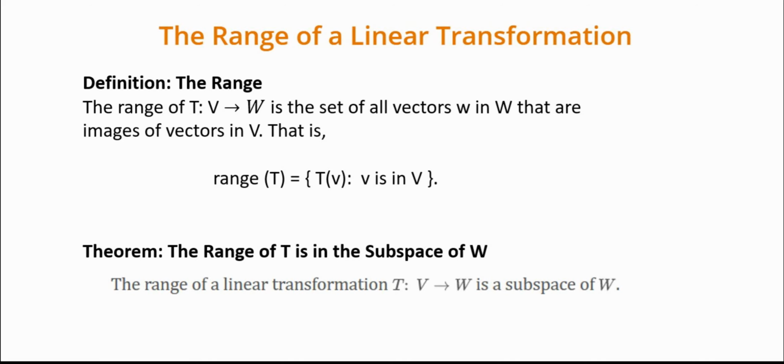The theorem that follows, the range of T is a subspace of W. Here, the range of a linear transformation T is also a subspace of W. So you get the range, the subspace of W, and the kernel is the subspace of V. What does that mean? The kernel is the subspace of the domain, and then here the range is the subspace of the codomain. Pretty interesting. So the kernel has a lot to do with where I'm coming from, and the range has all to do with where you're going.